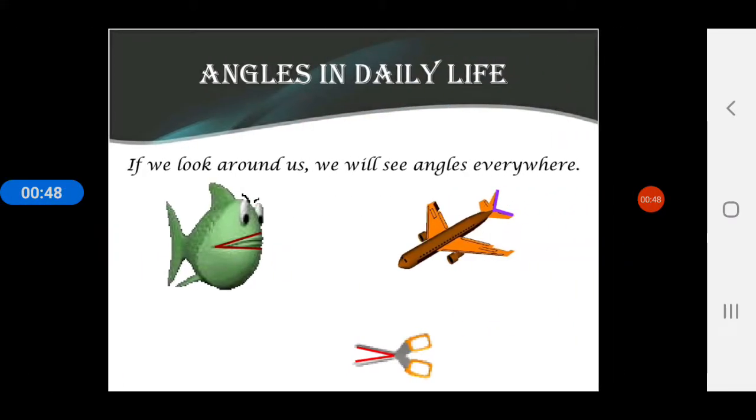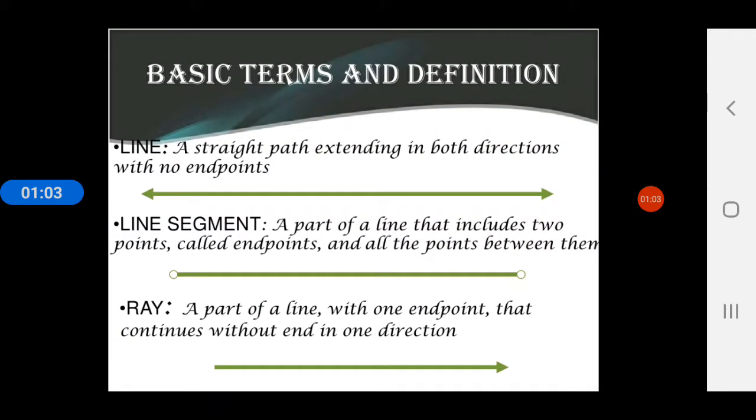Angles is something that we always see around us. Here are few examples where you can see I have found few angles. You can also see angles in our daily life. Let us start with the type of definitions that are required for it.